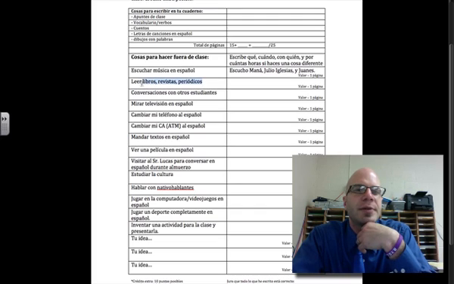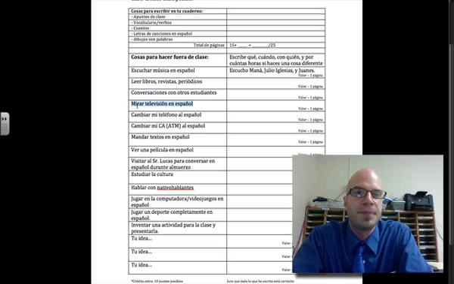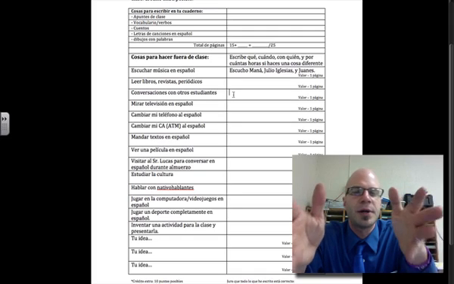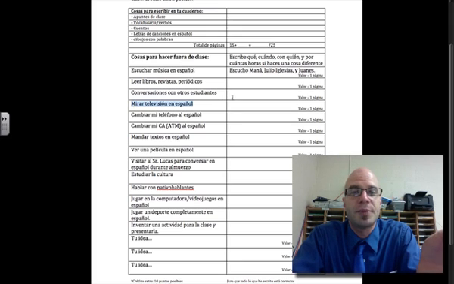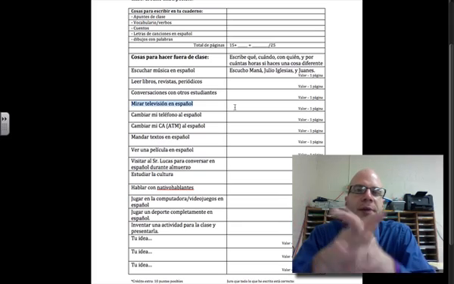Leer libros, revistas, periódicos. So books, magazines, newspapers. Conversaciones con otros estudiantes. You could have conversations with other students. And I want to know when and for how long. So something like that would be, we've got a 9-week quarter, we're talking like 10-15 minutes a day. You can have a conversation with another student. That'd be sufficient to fill up that section. Mirar televisión en español. That'd be another one where you get involved in a regular program or watching the news.